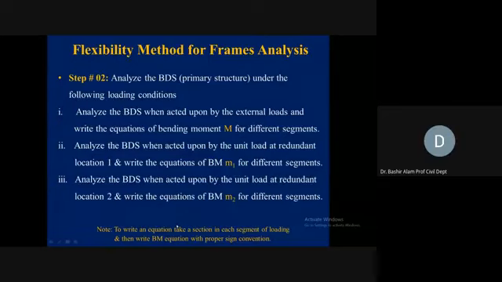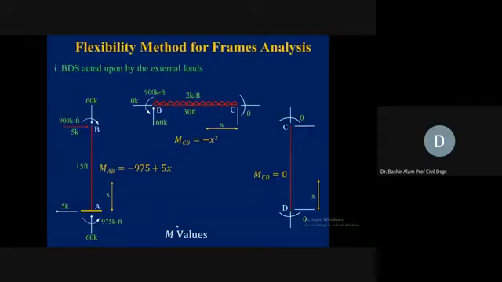And then we analyze the same basic determinate structure under the application of the unit load at the redundant location. So when it is corresponding to location 1, we generate the M1 equations, and when it is corresponding to AR2, we generate the M2 values, and so on. So in the next slide, we show this basic determinate structure under the actual loads.